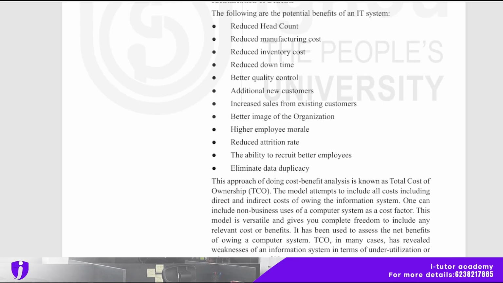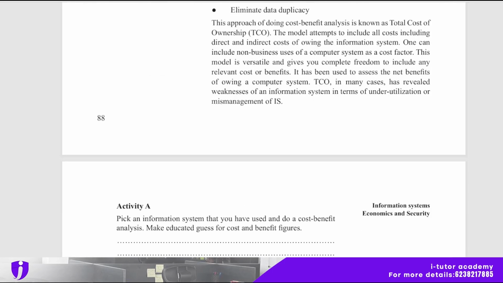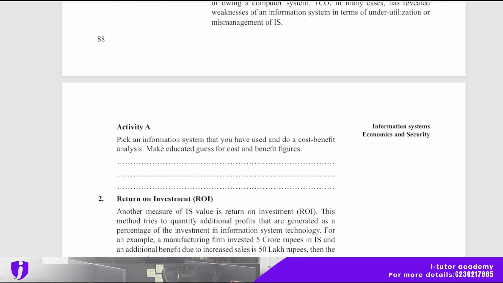And this approach of doing cost benefit analysis is known as total cost of ownership, that is TCO. The model attempts to include all costs including direct and indirect cost of owning the information system. One can include non-business uses of a computer system as a cost factor. This model is versatile and gives you complete freedom to include any relevant cost or benefit, and it has been used to assess the net benefit of owning a computer system. And TCO in many cases has revealed weakness of an information system in terms of underutilization or mismanagement of IS. So activity A is here based on this section.